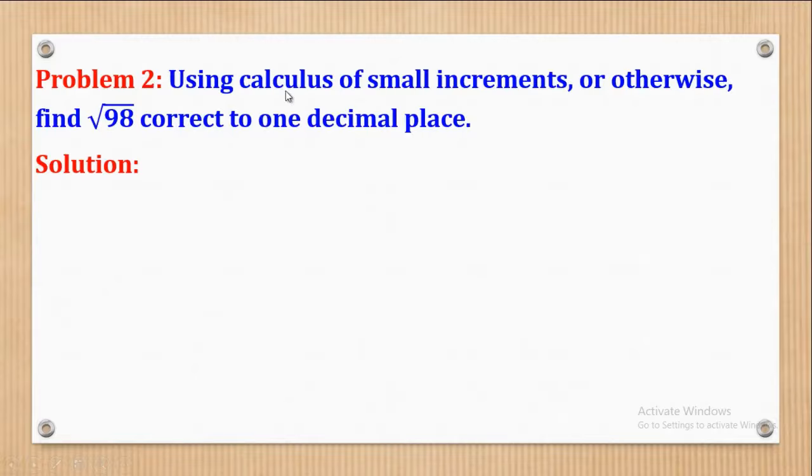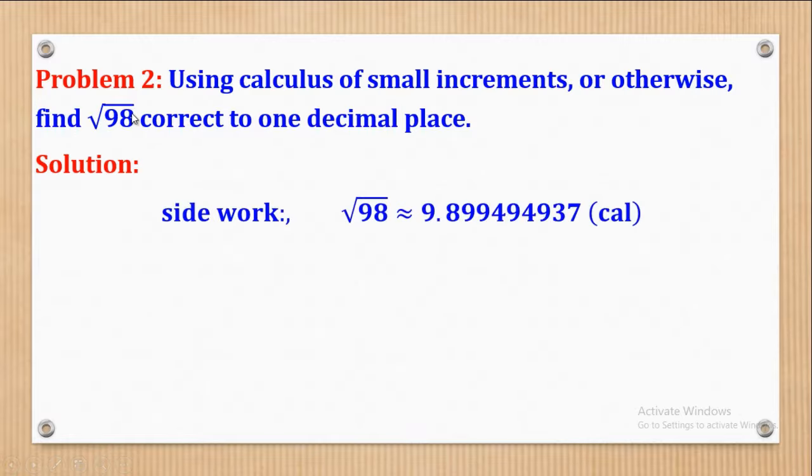Then problem 2, they want you to use calculus or small increments or otherwise to find the square root of 98 correct to 1 decimal place. So in the previous question, we were given a proof and we were able to estimate where the value lies. But now in this case, we are not given any proof. So the first thing to do is to press your calculator. Square root of 98 is what? It will give you 9.899494935 using a calculator.